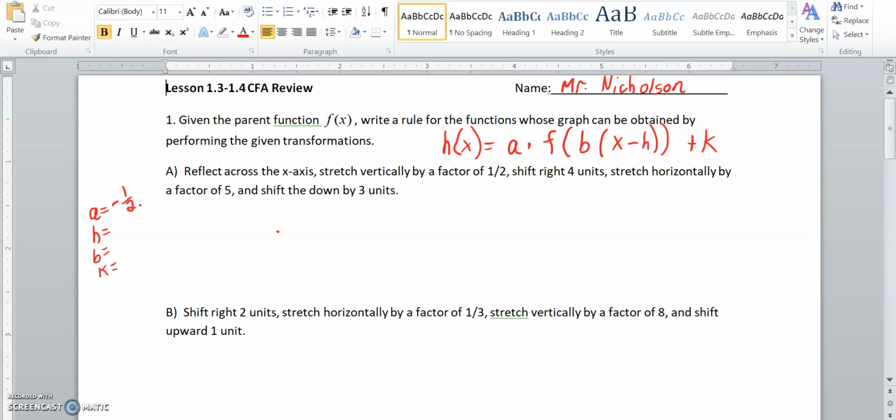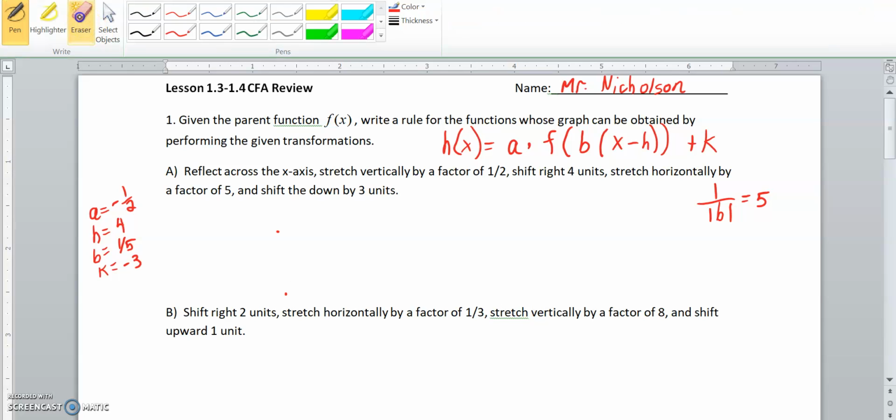Shifting right 4 units. If we shift right, that's positive H, so H is 4. Stretch horizontally by a factor of 5. That is that idea of a factor of 1 over the absolute value of B. So if 1 over B equals 5, then B must equal 1/5. And we also have a shift down 3, so K is negative 3.